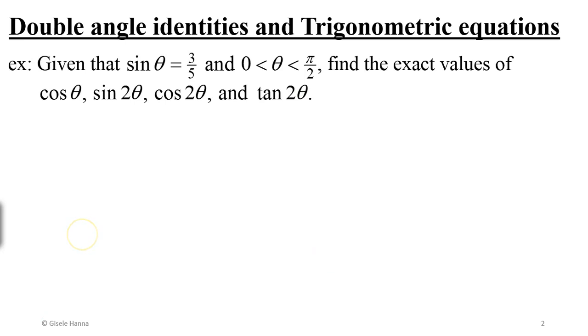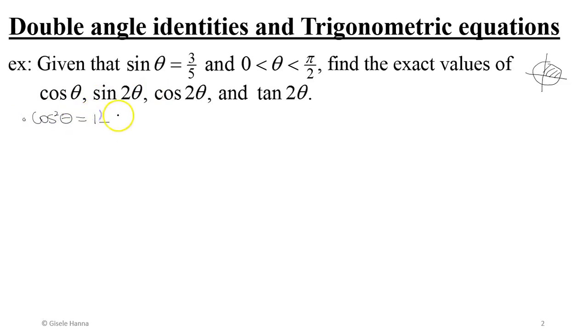Now, in this example, we are given sine theta equals 3 over 5, where theta is between 0 and pi over 2. Theta being between 0 and pi over 2 means that theta lies in quadrant 1 of the unit circle. And I need to find cosine of theta, sine 2 theta, cosine 2 theta, and tan of 2 theta. So we're first going to start by finding cosine.